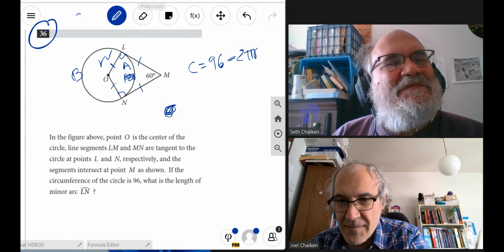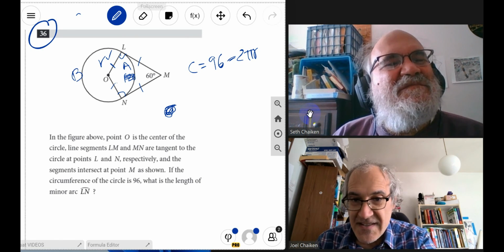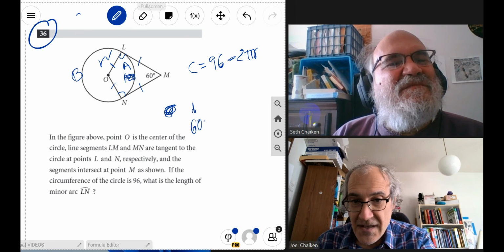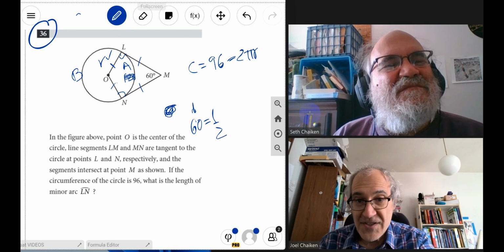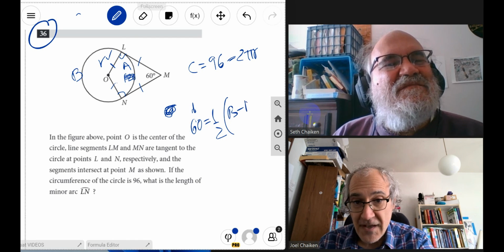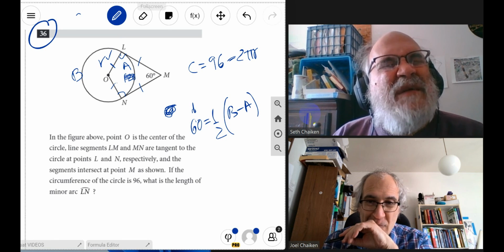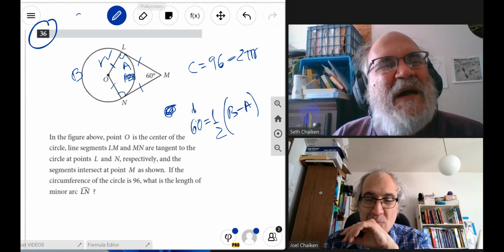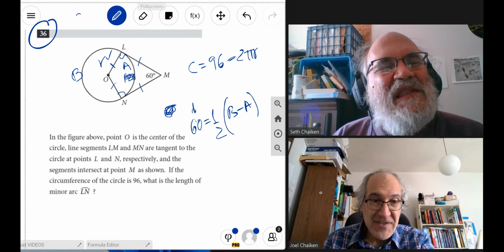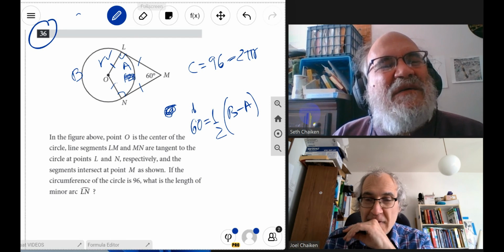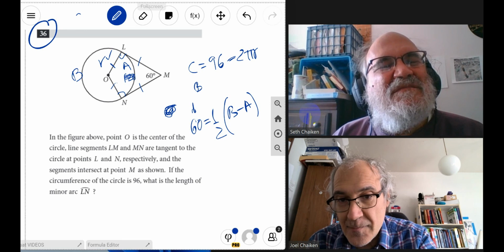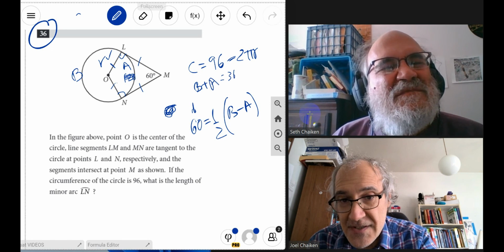This is big arc B. 60 degrees equals 1/2 the difference of B minus A. Oh, really? Wow. Did you know that? I could see it, but okay, 60 degrees is 1/2 the difference of the arcs. Now, we know something pretty cool. B plus A add up to 360.